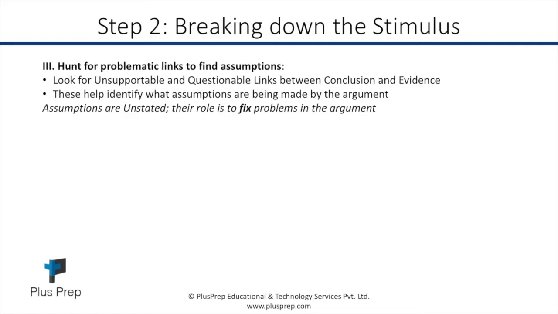So how do you do that? Compare the conclusion with the evidence and ask yourself, what are the things, the words, and the ideas that the author has linked between the conclusion and evidence which may not be supportable, which may be questionable. Again, we will see examples of this in a bit, but by comparing that and questioning the links between the evidence and the conclusion, it will become very clear what the problem with the argument is. And the assumption comes in to fix that problem.